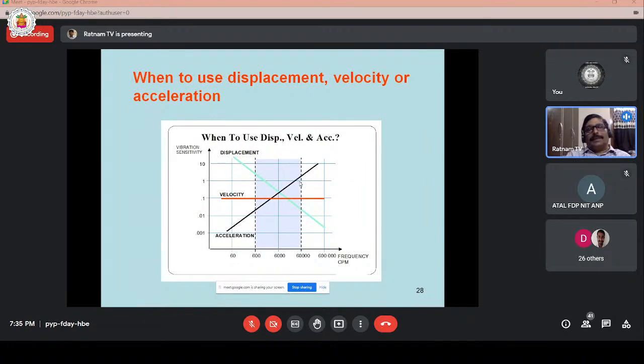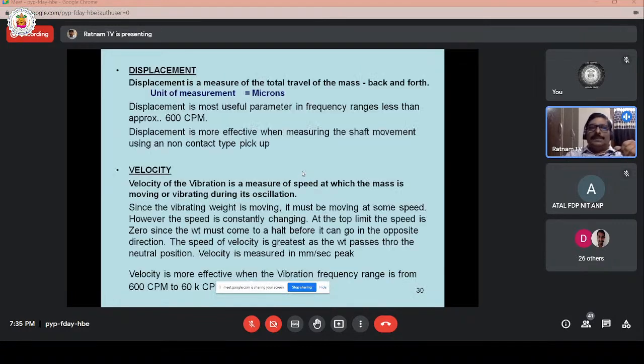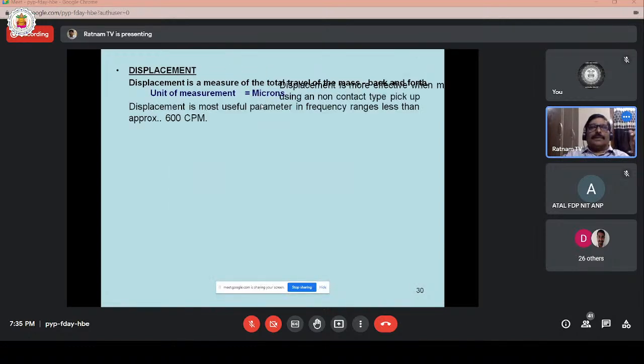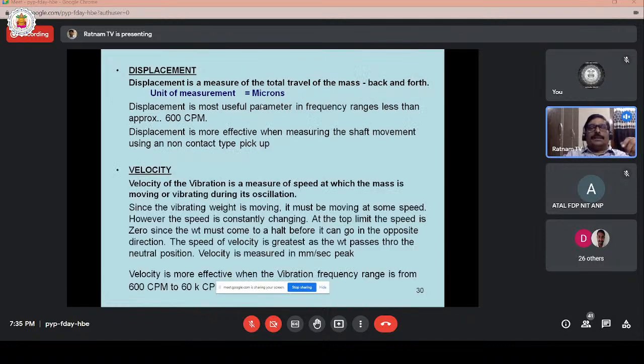Velocity is a constant parameter. It is useful in the range of 10 Hz to 1 kilohertz. And acceleration can be very useful, as both low frequency and high frequency can be measured. At higher frequency, a lot of information can be obtained using the accelerometer parameter. Displacement is useful at very low frequency, velocity to some extent, and acceleration from low to very high frequency. Displacement is up to 600 RPM, velocity up to 6000 kilohertz.